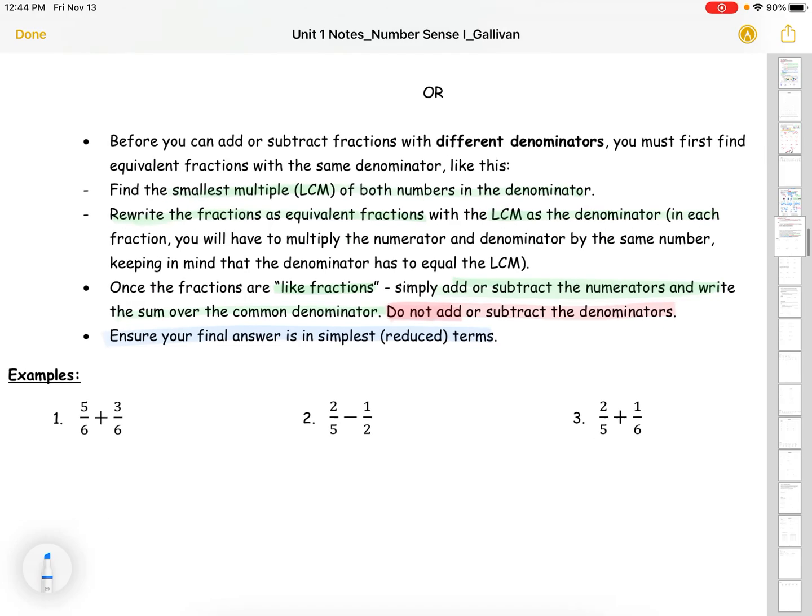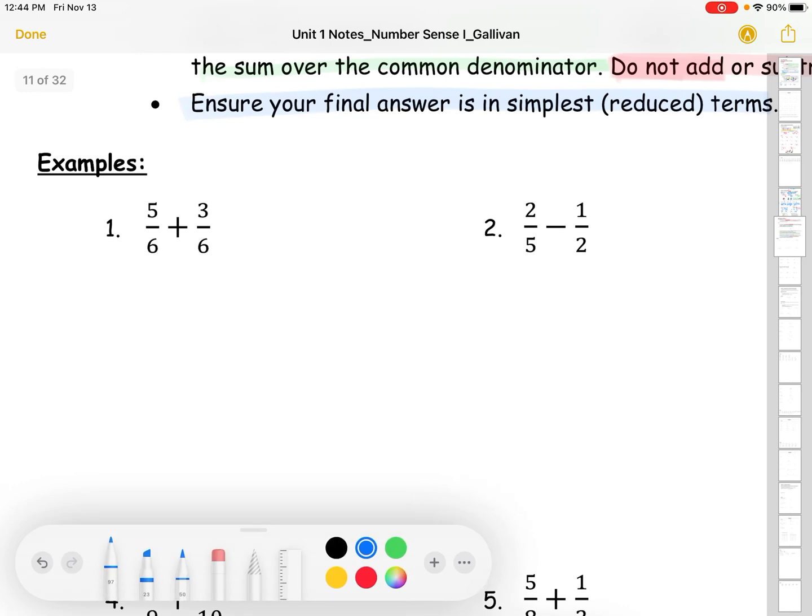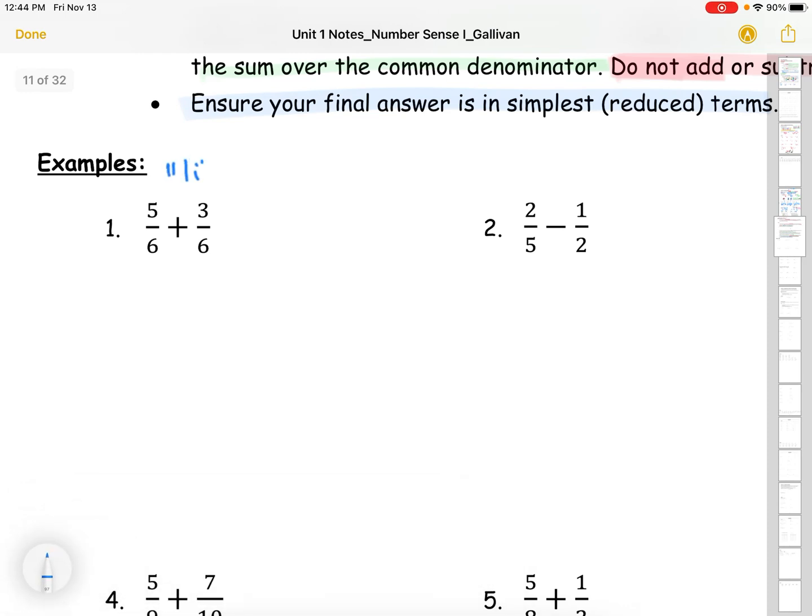So what does that mean? Okay, let's take a look. Well, here we have like fractions. They're like because the denominators are the same. So this one's easy. All we have to do, we keep that denominator, and it's 5 plus 3. So 5 plus 3 is 8 over 6.